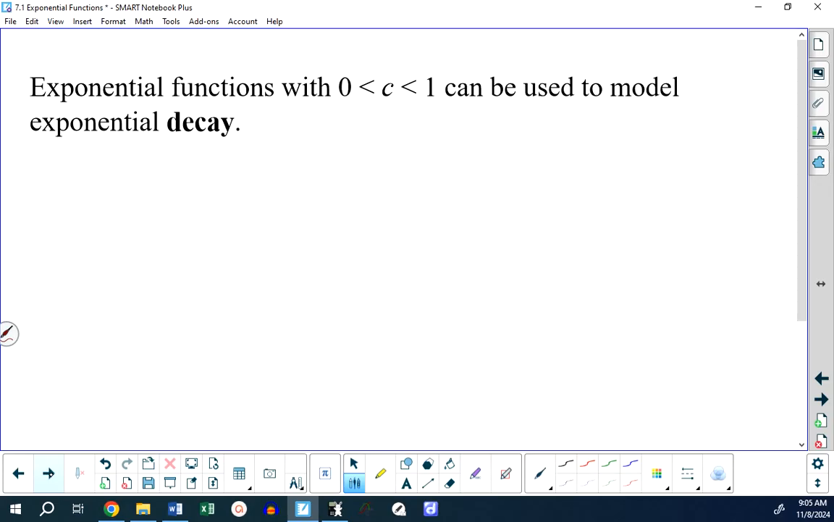If you have a situation where c is between 0 and 1, that's a decreasing function, and we can call that exponential decay. So if there's 1,000 mice in this old abandoned barn and I let loose a family of cats, then what you're going to see is the number of mice in the barn over time will go down, and it will probably go down exponentially. And that's called exponential decay.